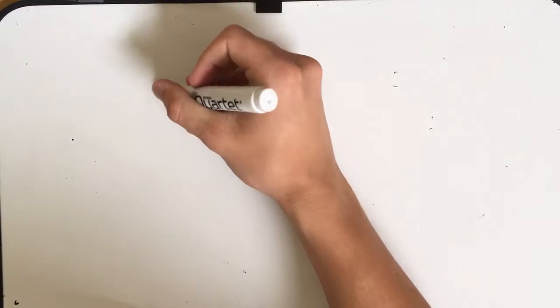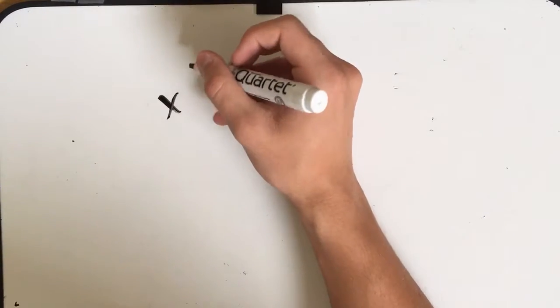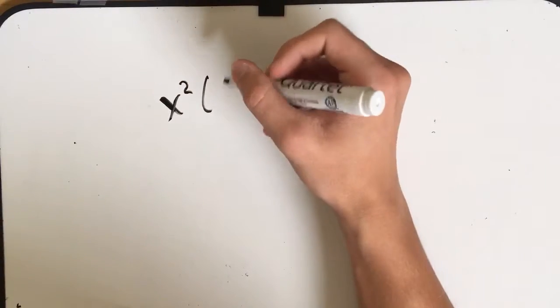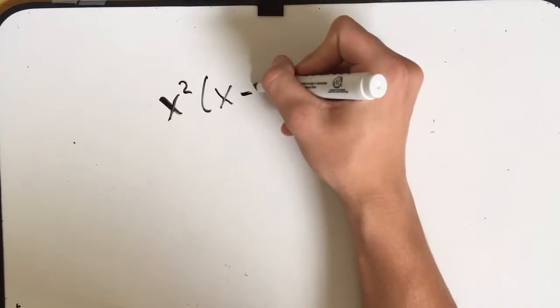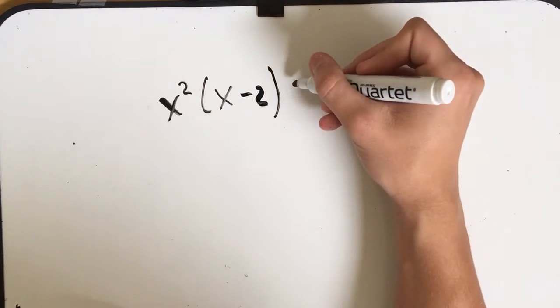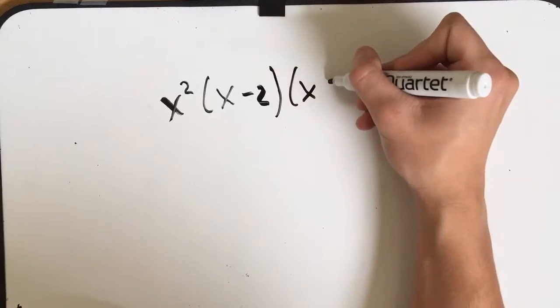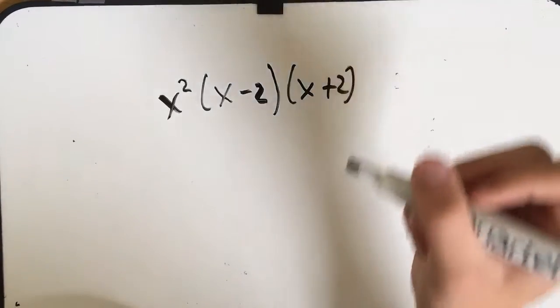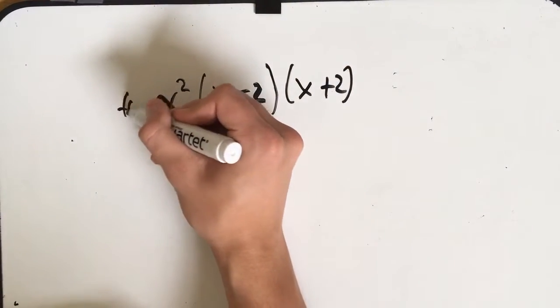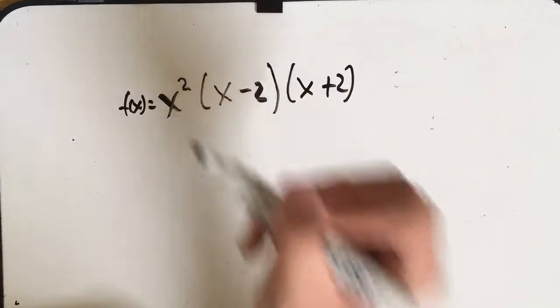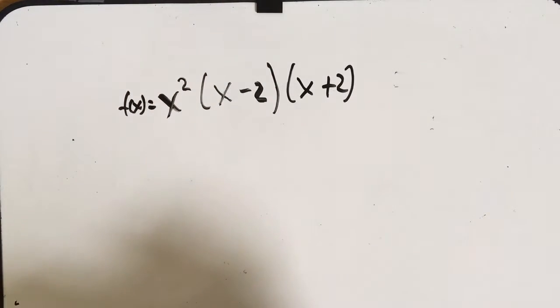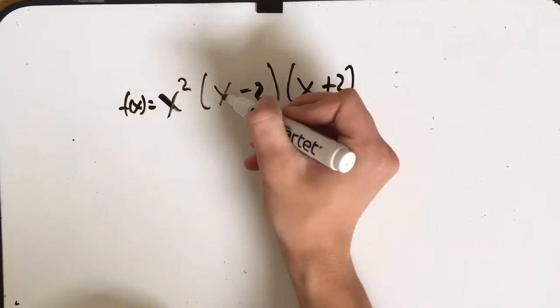All right, so next what we want to do is find another problem. So let's try x squared, then x minus 2, and let's try x plus 2. So f of x. All right, so we know that it's this times this times this.